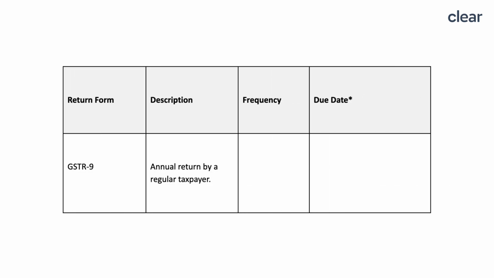Now we move on to annual GST returns in Form GSTR9. While this return has been prescribed for all regular taxpayers under GST, the government has made it optional for certain small taxpayers, that is, with a turnover of up to Rs 2 crore for financial year 2020-21. Being an annual return, the GSTR9 is to be filed once a year and is due by 31st of December of the next financial year.